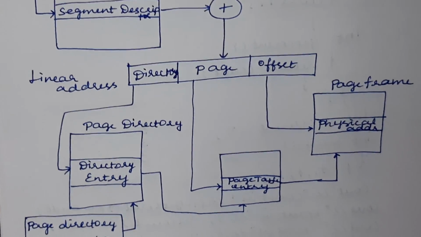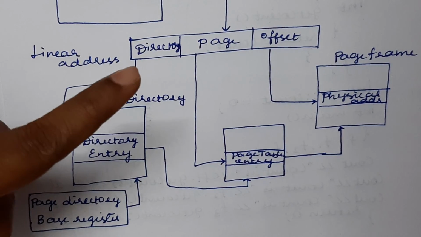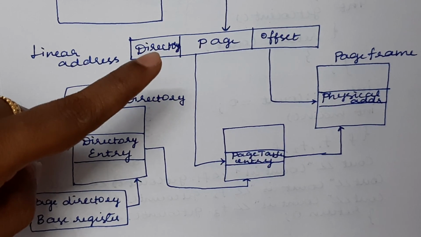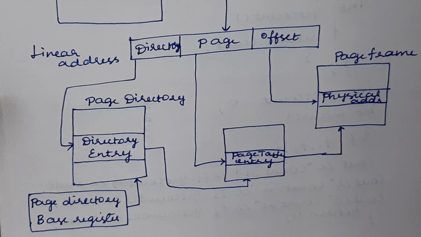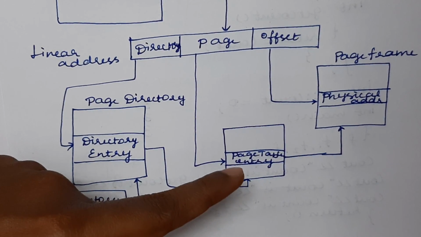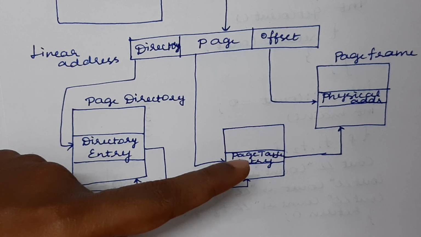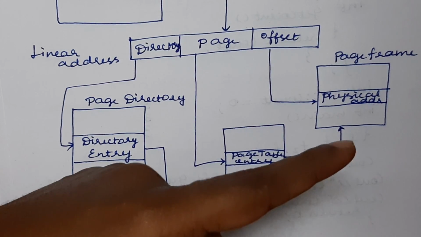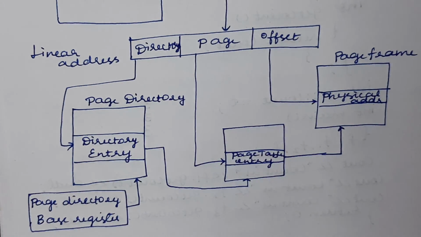In this architecture, a two-level paging structure has been used. The address representation format for the two-level paging structure is: the first field is used for representing the page directory, the next one is the page number, followed by the offset. From the page directory we get the particular directory entry, and from that we get the page table entry. Accessing the corresponding page table entry, we get the corresponding frame number, and the frame number is added with this offset value. That is what we are doing here, and we get the final physical address.